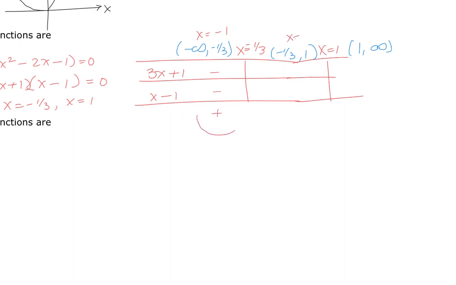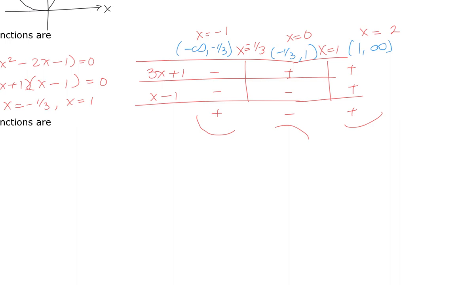I'm going to choose something in this region. Let's choose 0. So positive, negative, negative, so I'm concave down. Let's choose something in this region. Let's choose 2. Positive, positive, positive, concave up. So we actually do have points of inflection.